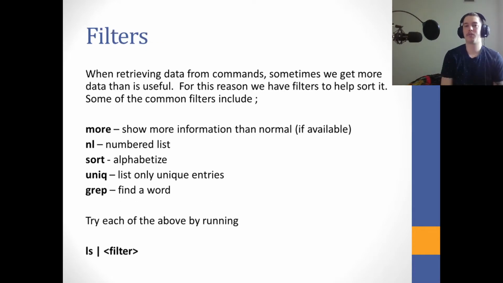It's like a formula. We talked about filters already a little bit, but there's the more filter, which shows more information than normal. There's the nl for numbered list, there's sort for alphabetizing, and we could try each of the above by running ls pipe filter.